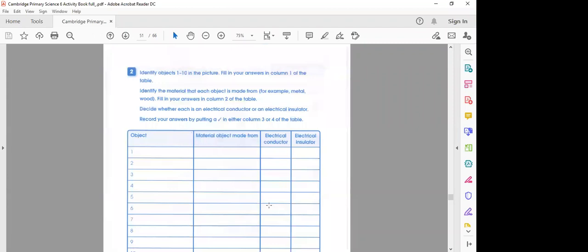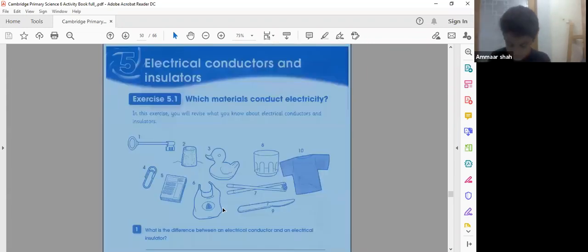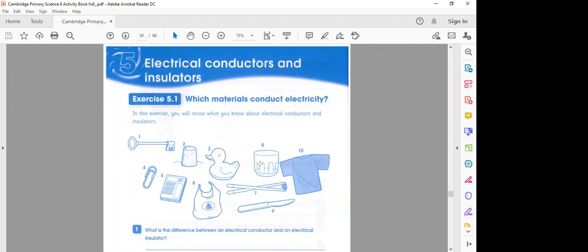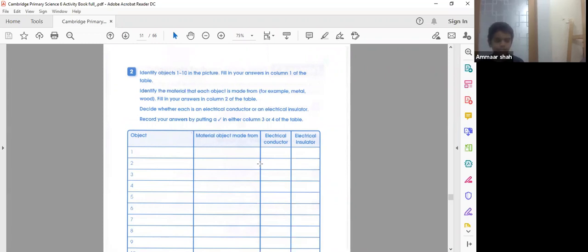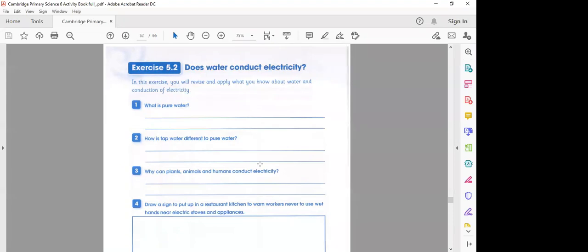Now, which are the conductors? You just tell me which are the conductors. That will be enough. The metal key is a conductor, the paper clip is a conductor, and the knife is a conductor, if the knife is made up of metal, only then. Yes, conditions applied. Ma'am, I have written metal over there. Okay, then knife.